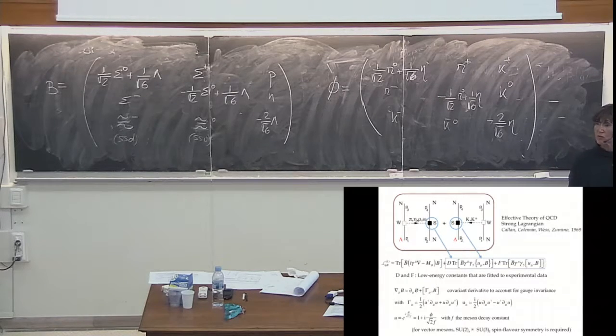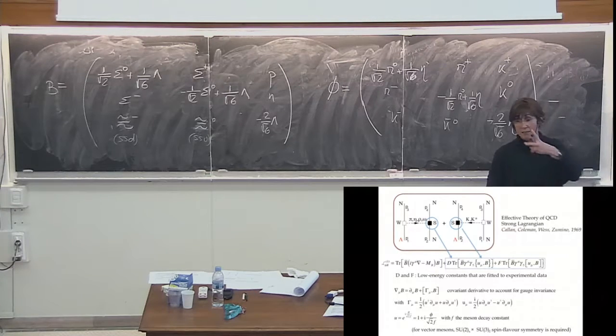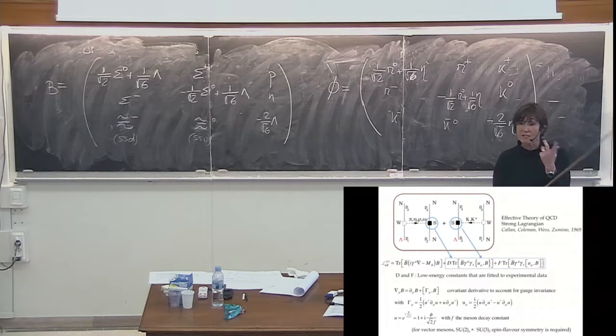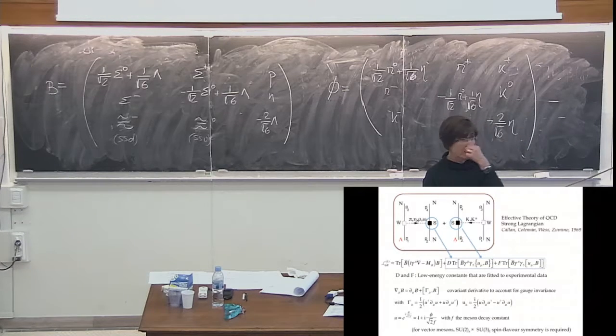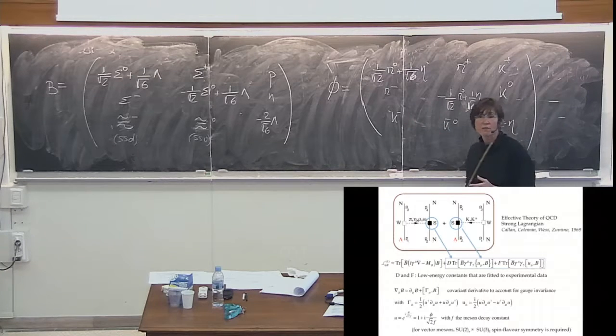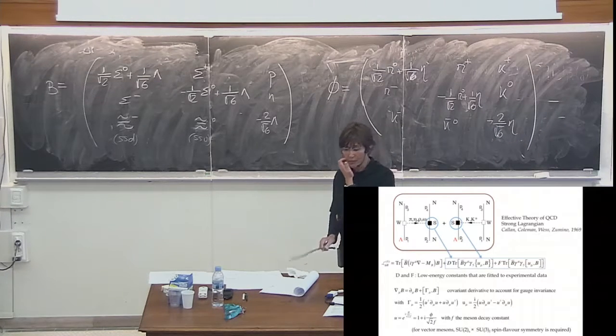If you are interested in processes in which two mesons are emitted, you have to keep two mesons in this expansion, so phi squared. But if you are only interested in one meson exchange, you only keep up to this order. Then you plug this expression in here, and you can just find all the possible couplings between mesons and baryons, okay?